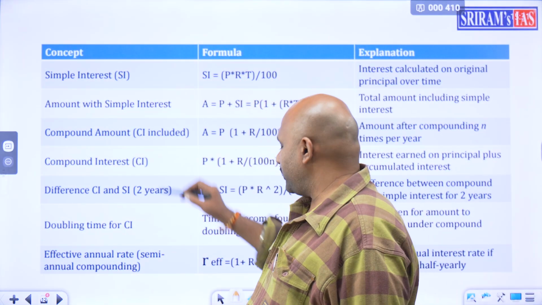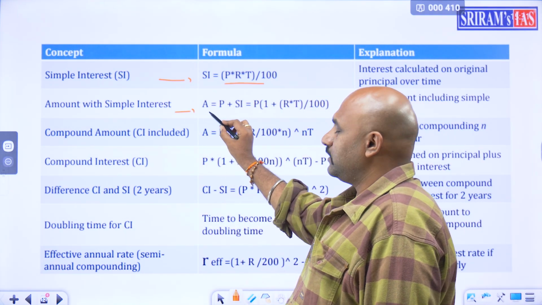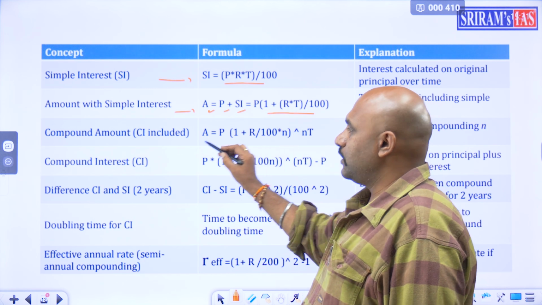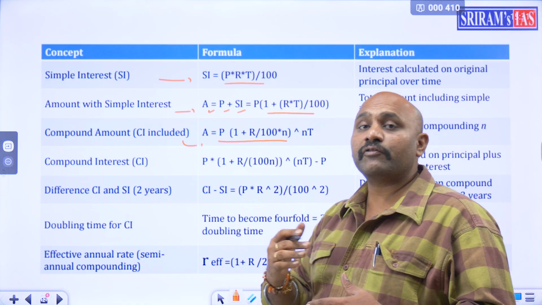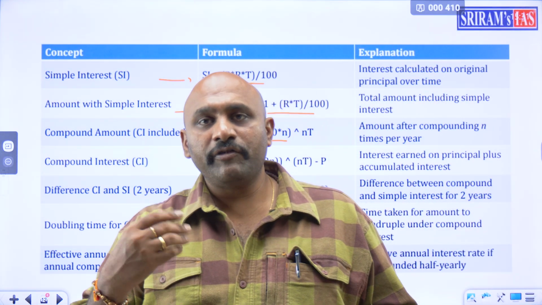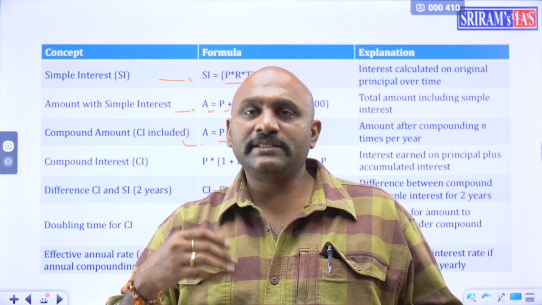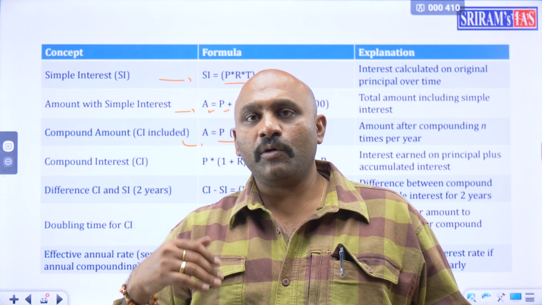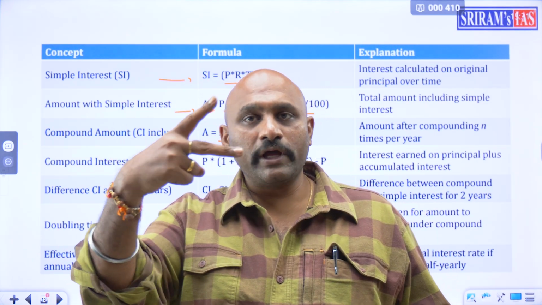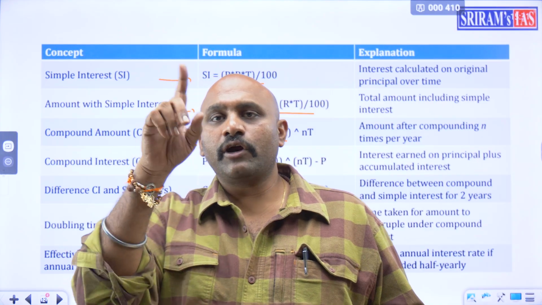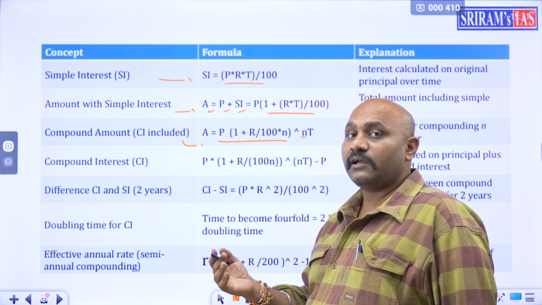These are all the formulas. For example, look at simple interest: PTR by 100. The amount is principal plus the simple interest. Compound amount is P into (1 plus R by 100) whole power n, where n is the number of times it is compounded. You can compound it yearly, half yearly, or quarterly. If you are compounding quarterly, that means for every quarter you are compounding the amount, so the n value will become 4. If compounding half yearly, it compounds 2 times, so n will be 2. If compounding only once a year, n will be 1. So n represents the number of times it is getting compounded.